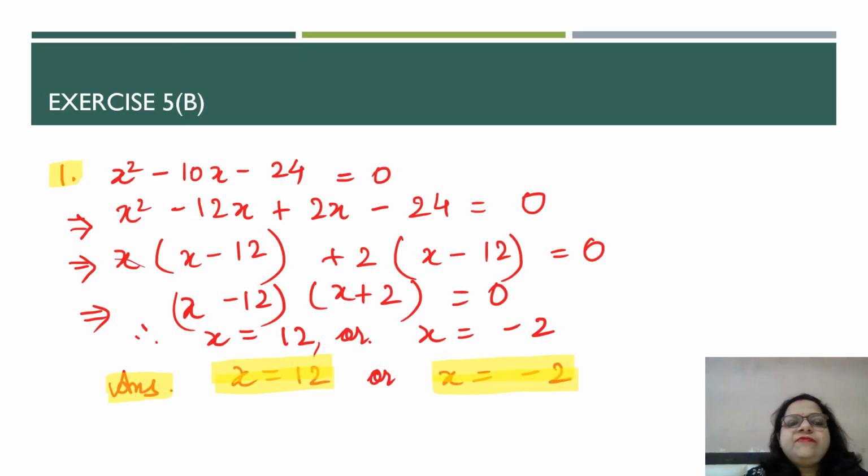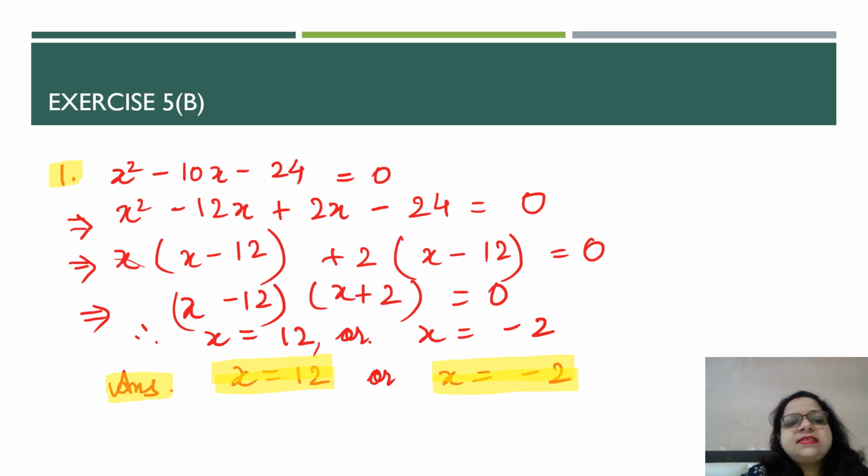Now I have taken the questions from exercise 5B of Selina publication class 10 maths, concise mathematics. These are of the 2024 edition. The first sum says x square minus 10x minus 24 is equal to 0. So we have to factorize the left hand side, and what we get is x square minus 12x plus 2x minus 24 is equal to 0.